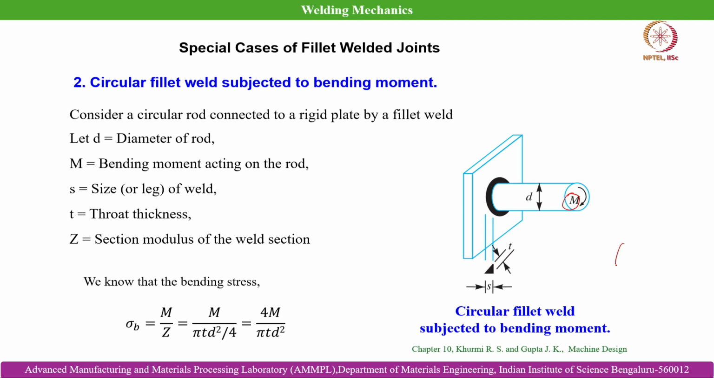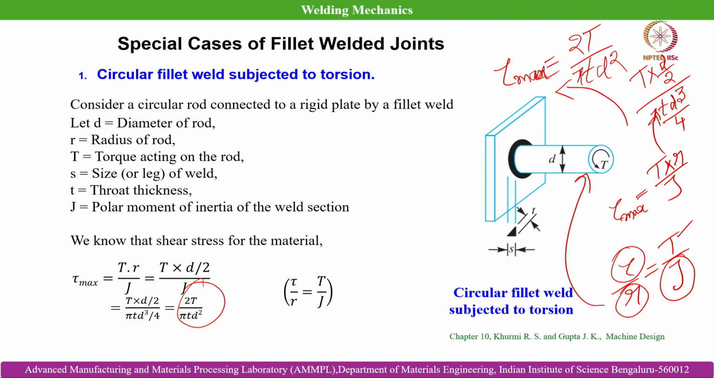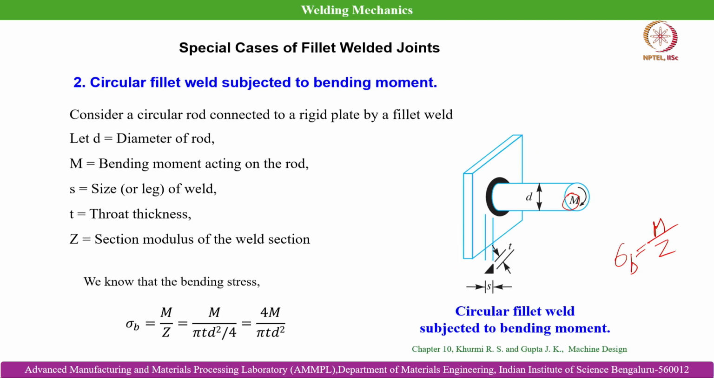So as we know, in case of bending stress, sigma b is equal to M by Z. M is the bending moment that is acting over the rod, divided by Z, that is the section modulus of the weld section, which will be pi t d square by 4. So please do not confuse this with the case of the polar moment of inertia, that is pi t d cube by 4, and here the bending section modulus is pi t d square by 4. Okay. So finally if we put in this value, pi t d square by 4, we are arriving at 4 M divided by pi t d square. That means t is the throat thickness, M is the applied bending moment to the circular rod. Okay. So we have evaluated the bending stress.